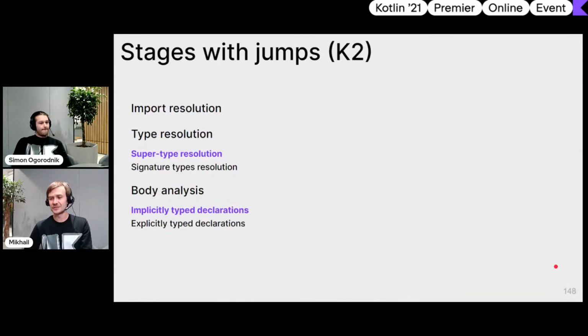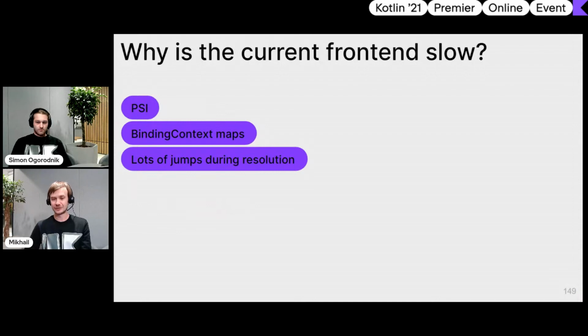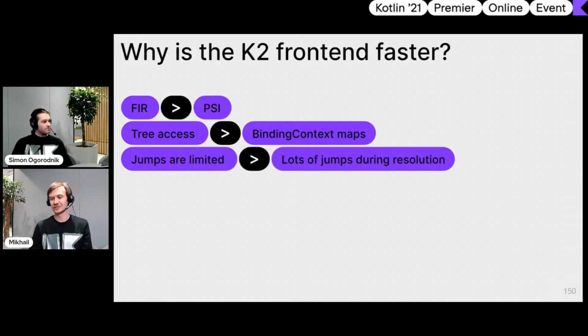Then the stages with jumps. As was said before, the K2 frontend contains only two stages with jumps. There are super type resolution and the implicitly typed declarations part of body analysis. In contrast, the current frontend can use jumps at almost any stage, which provides worse locality, and it means that the current frontend is also slower here. To summarize, why is the current frontend slow? PSI active use, binding context, large maps, and lots of jumps during resolution. In contrast, the K2 frontend uses frontend IR, which is more lightweight, tree accesses, and jumps are limited there.